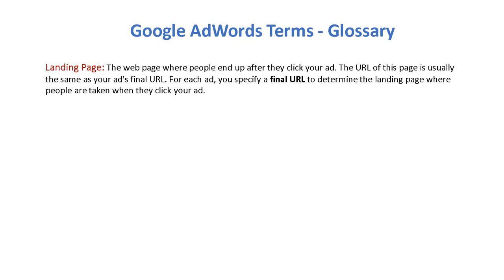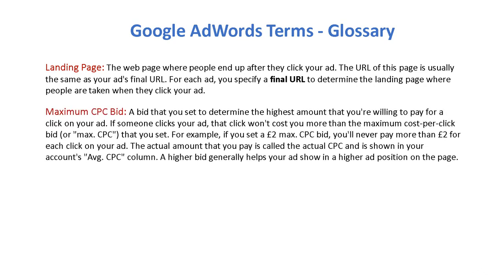Next is maximum CPC bid, which is cost per click. A bid that you set to determine the highest amount that you're willing to pay for a click on your ad. If someone clicks your ad, that click won't cost you more than the maximum cost per click bid. For example, if you set a £2 maximum CPC bid, you'll never pay more than £2 for each click on your ad. The actual amount that you pay is called the actual CPC and is shown in your account's average CPC column. A higher bid generally helps your ad show in a higher ad position on the page.